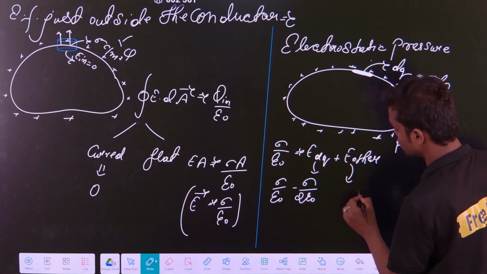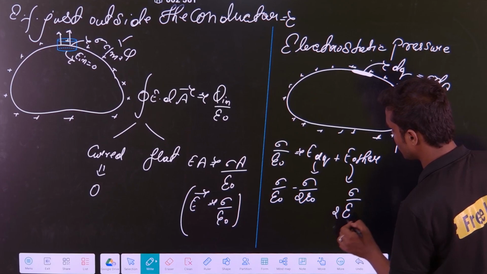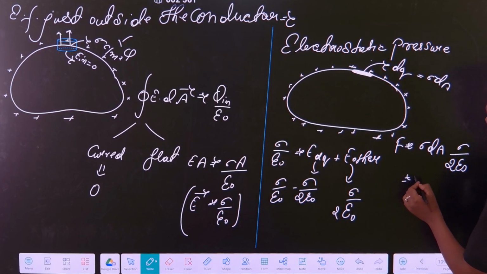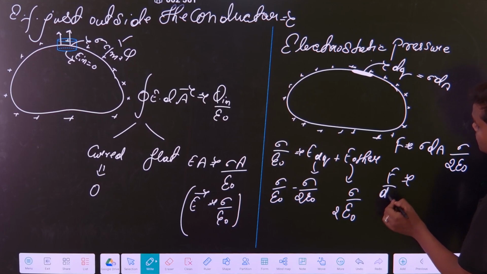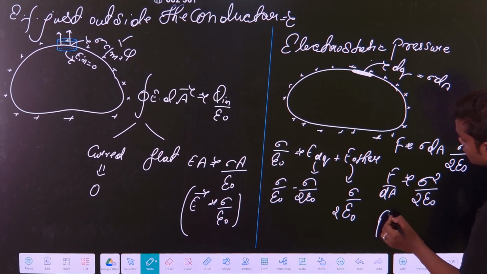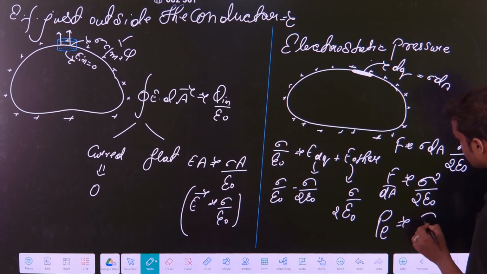So what is the electric field due to the other? That is sigma by 2 epsilon naught. So this will be here sigma by 2 epsilon naught. So from here you will get force per unit area dA, that is sigma square by 2 epsilon naught. So our electrostatic pressure is equal to sigma square by 2 epsilon naught.